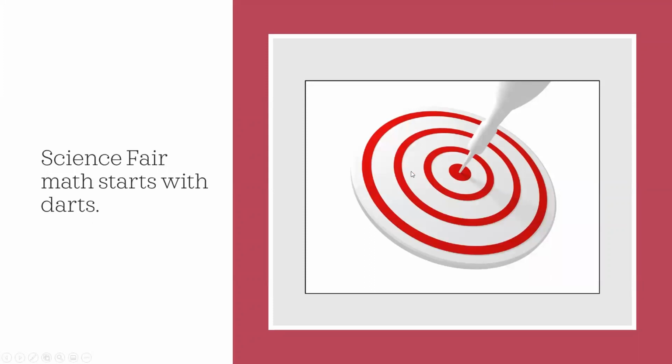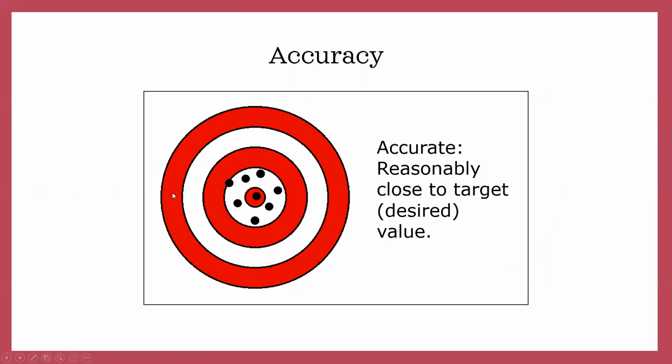So we're going to start with the math in science fairs is darts. If you were to throw a bunch of darts at a board, then you could say that this smattering is relatively accurate, because this is a definition of accuracy, because they're all relatively close to the center, your desired value, right?